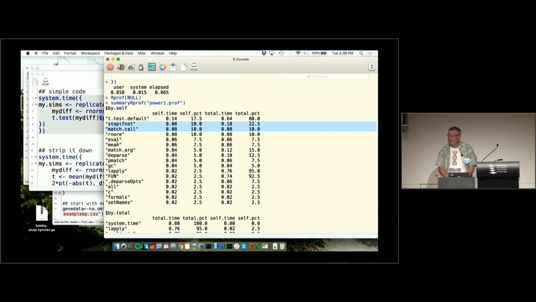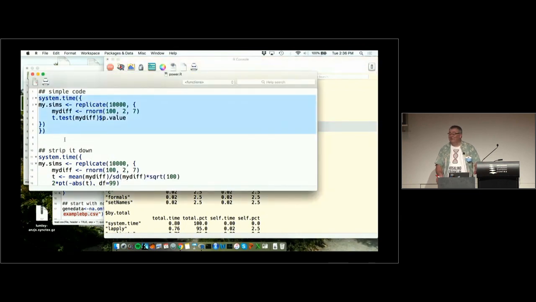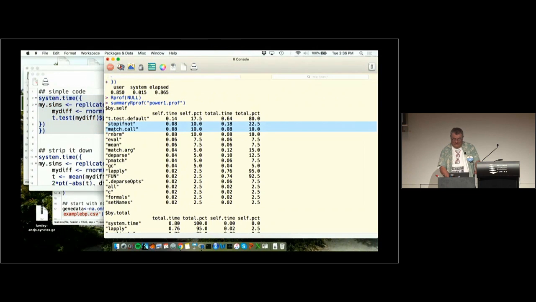So what might we try and do next? Yes, so the problem is that we've tried to find out which piece of code, this is the resolution of the profiler, because it only goes as far as the call stack. It doesn't go as far as lines of code. So what we can do though is say, well, t.test.default is doing most of the work.